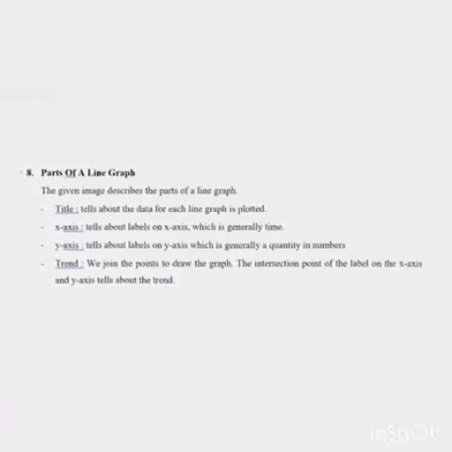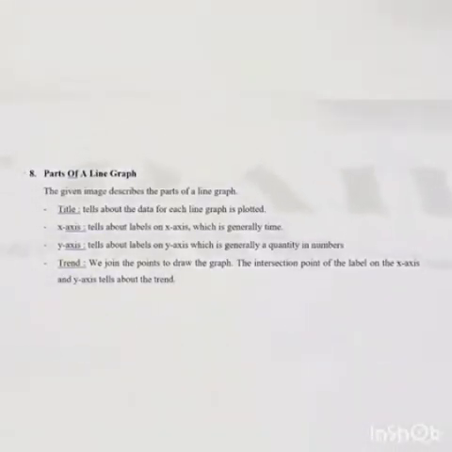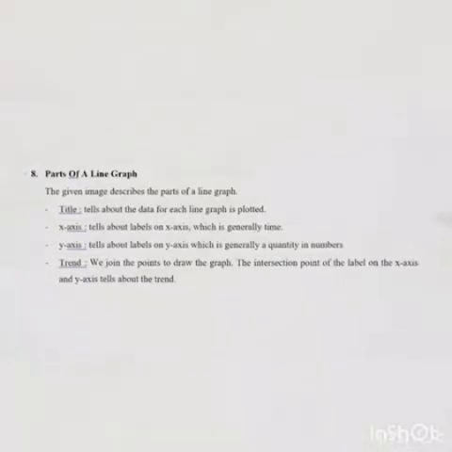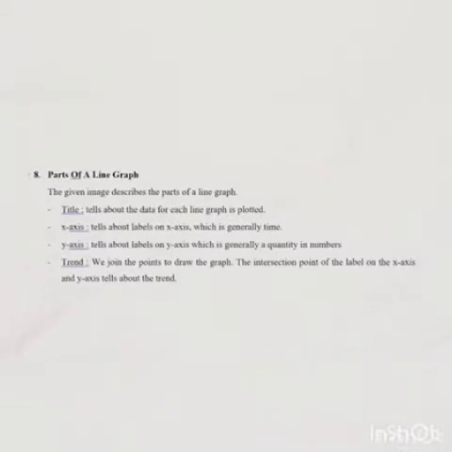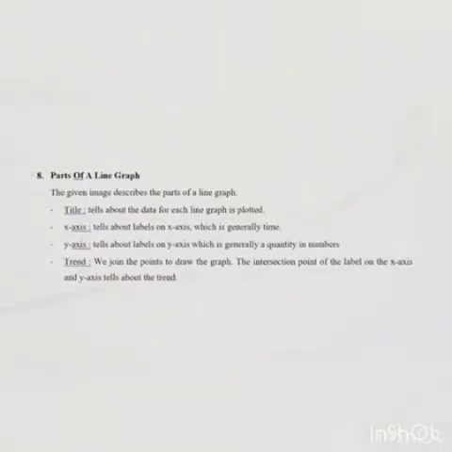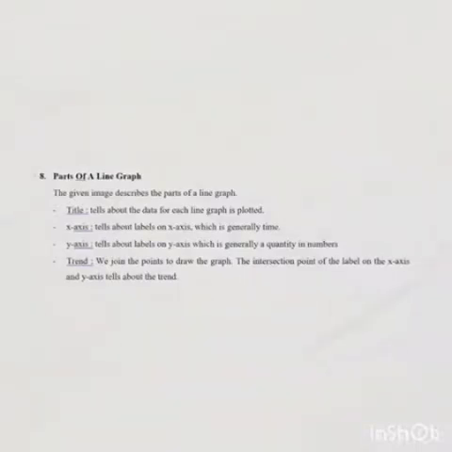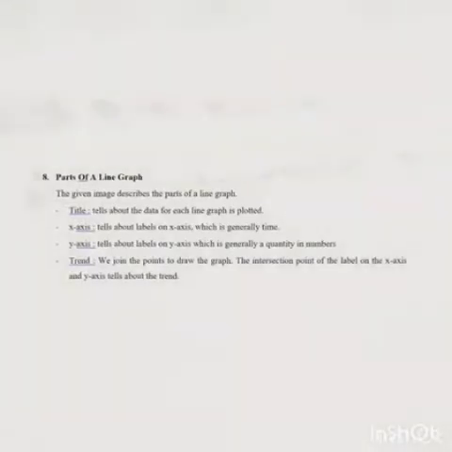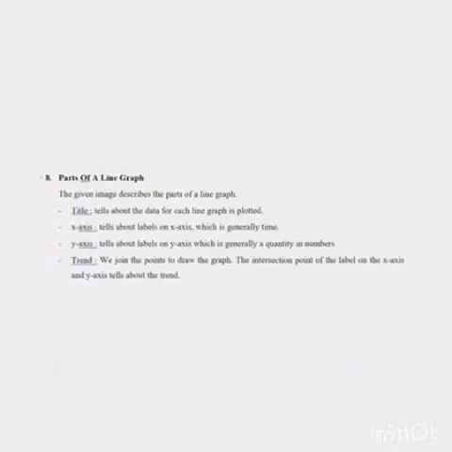Parts of a line graph. The given image describes the parts of a line graph. Title tells about the data for which the line graph is plotted. X-axis tells about labels on the x-axis, which is generally time. Y-axis tells about labels on the y-axis, which is generally a quantity in numbers. Trend: we join the points to draw the graph, and the intersection points of the labels on the x-axis and y-axis tell about the trend.